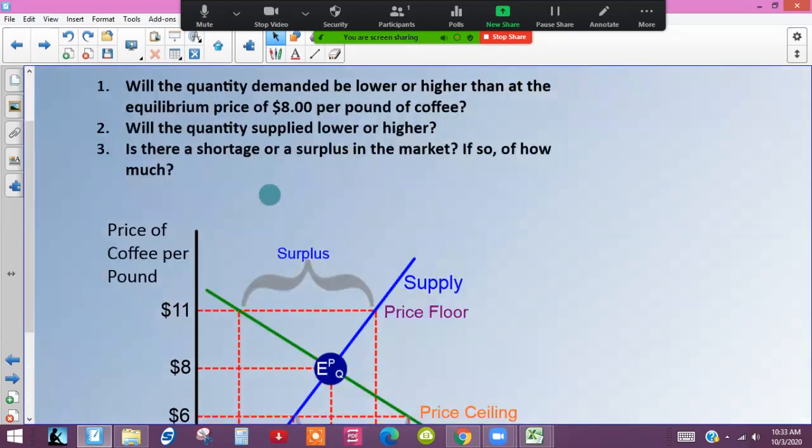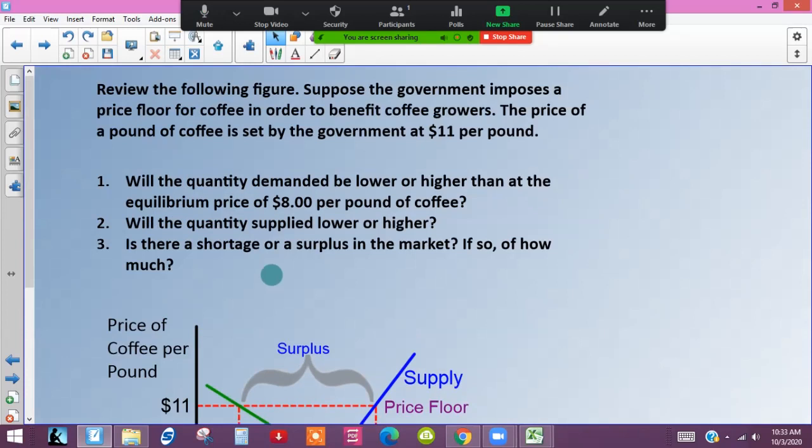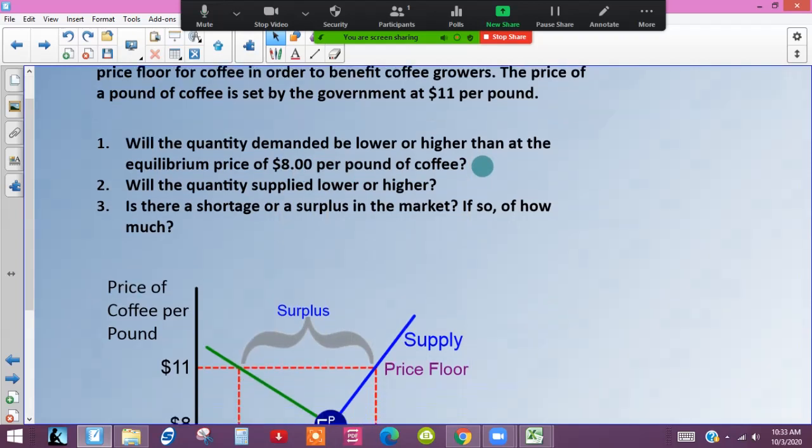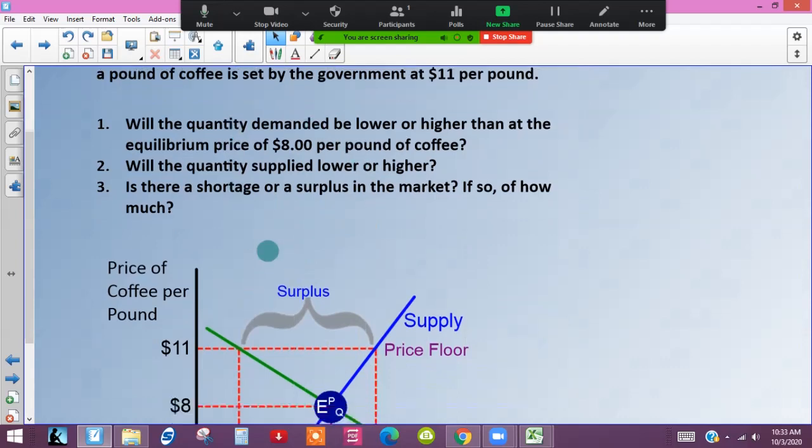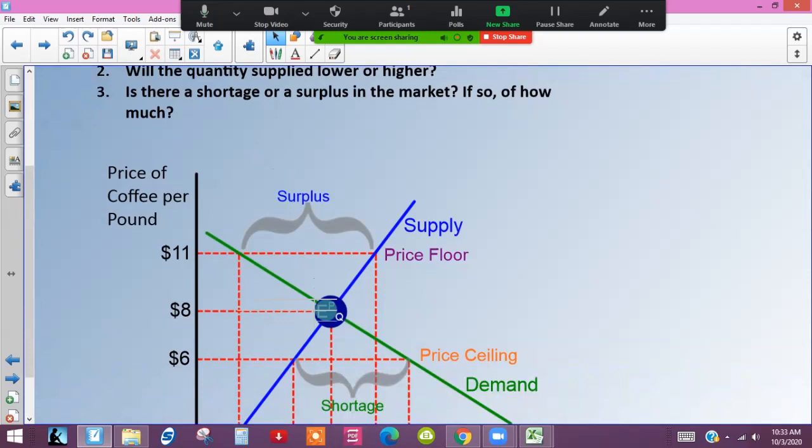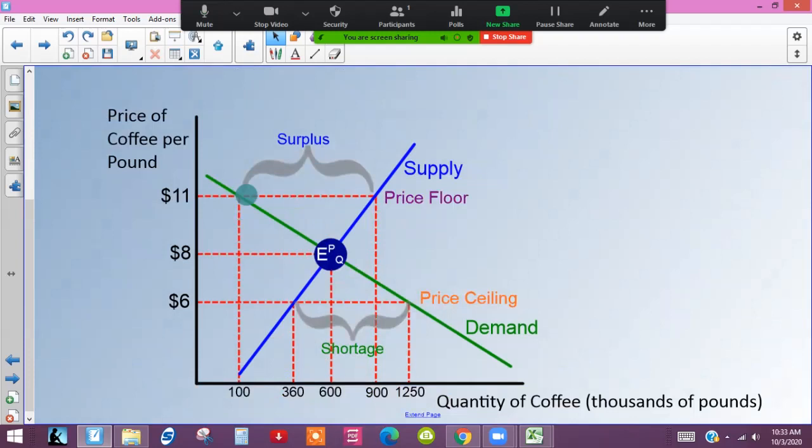So let's see what we need to figure out here. Will the quantity demanded be lower or higher than at the equilibrium price of $8 per pound? So if the price of a good goes up, will the quantity demanded be lower or higher? Well, without even looking at the model, you should know that it's going to be lower, because when price goes up, quantity demanded goes down, because it's a downward sloping curve. So we're going to have a movement along the curve from here up to here.